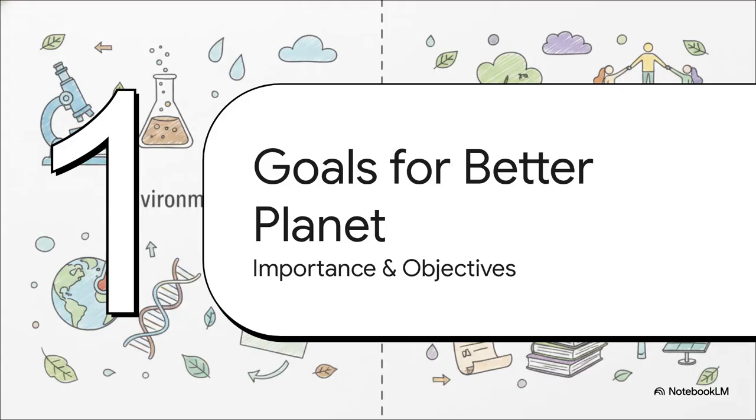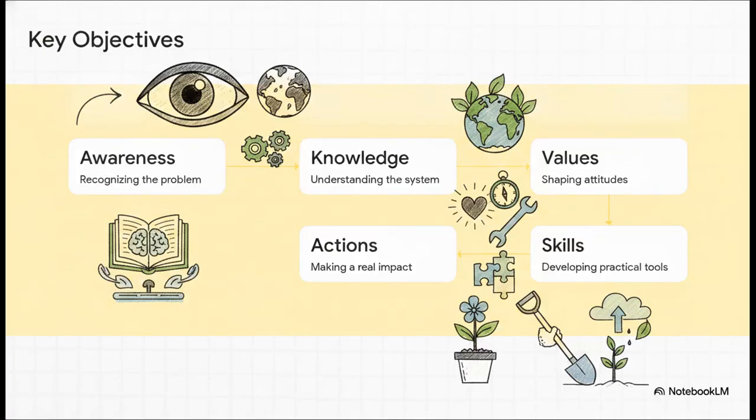And that brings us to our final section, Section 5, Goals for a Better Planet. Despite their totally different approaches, both fields actually share a unified ultimate purpose. They guide us through this really vital step-by-step evolution. You see, it all starts with just basic awareness of an issue. Then you acquire the hard knowledge of how that issue actually works. From there, it shapes our values and attitudes, helps us develop practical skills, and finally, and this is the big one, it culminates in taking meaningful action.